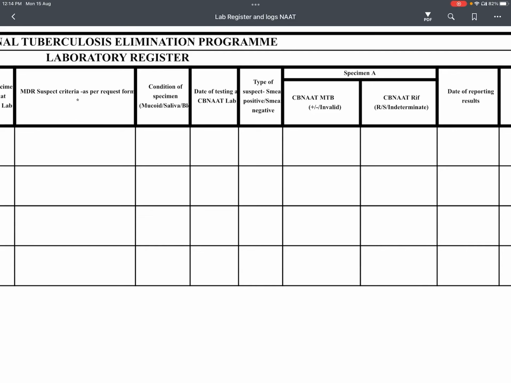For example, if it is invalid and you have to repeat, then when you repeat, the second result also, whether not detected, detected or invalid, write in the same place. That way, when you count, you will count the number of MTB chips, because in the indicator you have to count the number of patients and also the number of tests, the number of chips used. If for one patient you use two MTB chips, one invalid, the second not detected or detected or invalid, write both the results here itself so that you can calculate the number of MTB chips. Same for RIF also: for the RIF chip, if it is resistant detected, resistant not detected, indeterminate or error, write in this particular area.